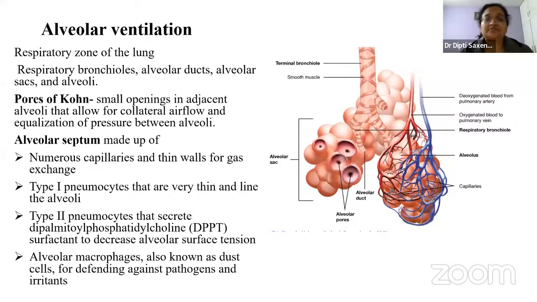Now, the alveolar septum through which the gas exchange occurs is made up of numerous capillaries and thin walls for gas exchange. Type 1 pneumocytes are very thin and line the alveoli. Type 2 pneumocytes secrete dipalmitoyl phosphatidylcholine, which is the surfactant to decrease the alveolar surface tension, and alveolar macrophages, also known as dust cells, defend against pathogens and irritants. Now, this is very important.